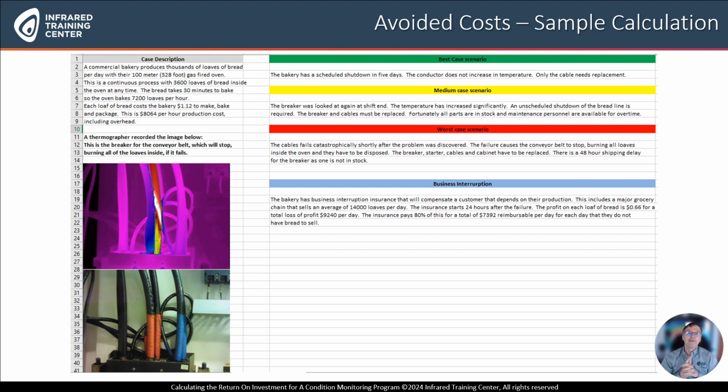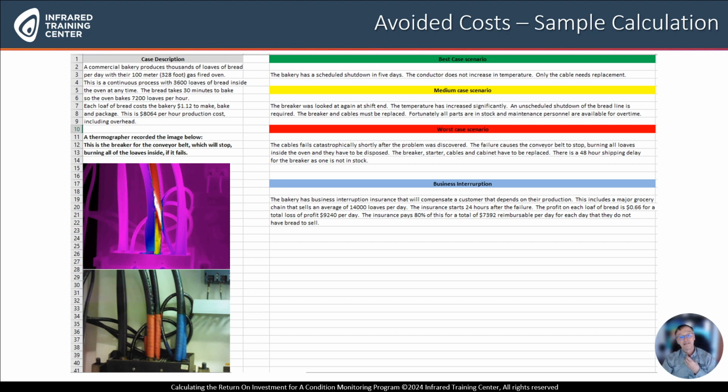Okay. Medium case, the breaker was looked at again at shift end. The temperature had increased significantly. An unscheduled shutdown of the bread line is required. The breaker and cables are replaced, and fortunately everything is in stock and the personnel are available to do the repairs. A worst case scenario, the cable fails catastrophically shortly after the problem was discovered.